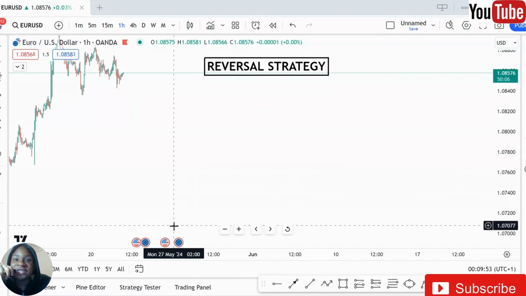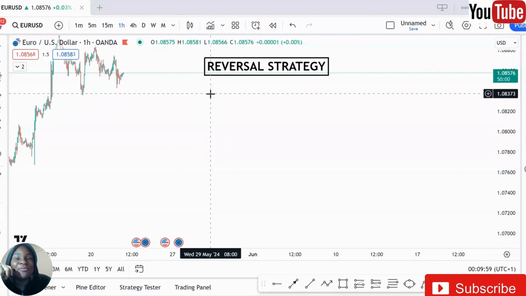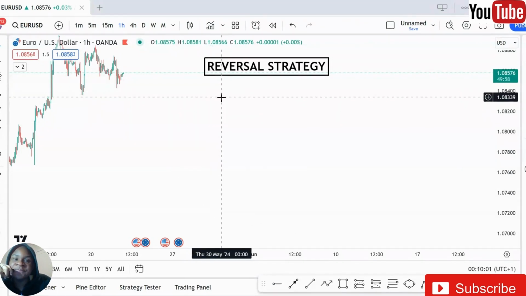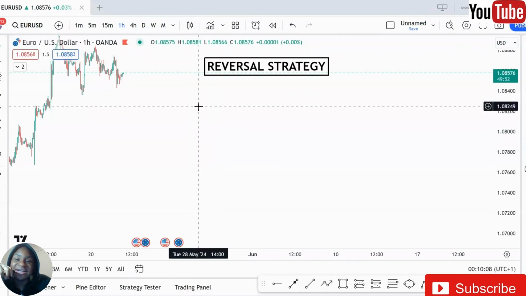Now today's strategy I want to show you is what they call the reversal strategy. Some people use it as a form of a whole strategy, and some people use it as a form of entry. So it depends on how you want to use this strategy for your advantage.